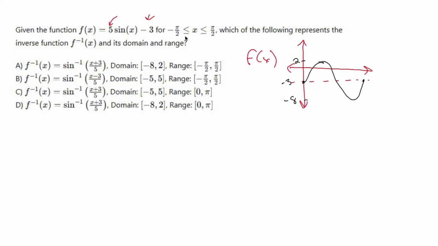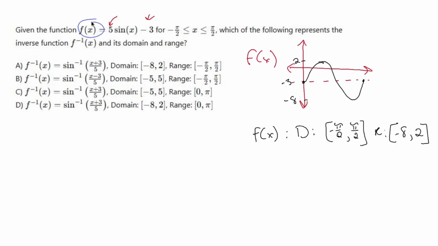I also already know that my domain is that. So for f of x, my domain is going to be negative pi over 2 to pi over 2. And my range is going to be negative 8 to positive 2. Now I have to find the actual inverse.